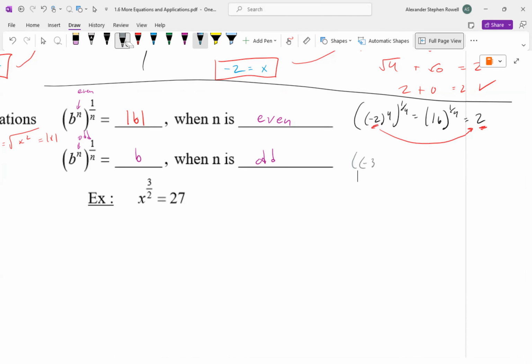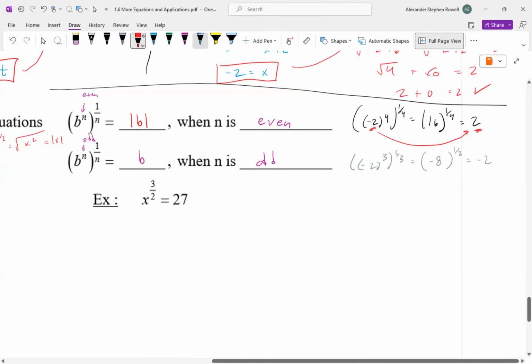What if I have -2 cubed to the 1/3 power? What's -2 times -2? +4. +4 times -2? -8. And the cube root of -8 is -2. Okay, so I plugged in a -2 and it spit out a -2. Therefore, you just keep whatever's on the inside, b. You don't need the absolute value.